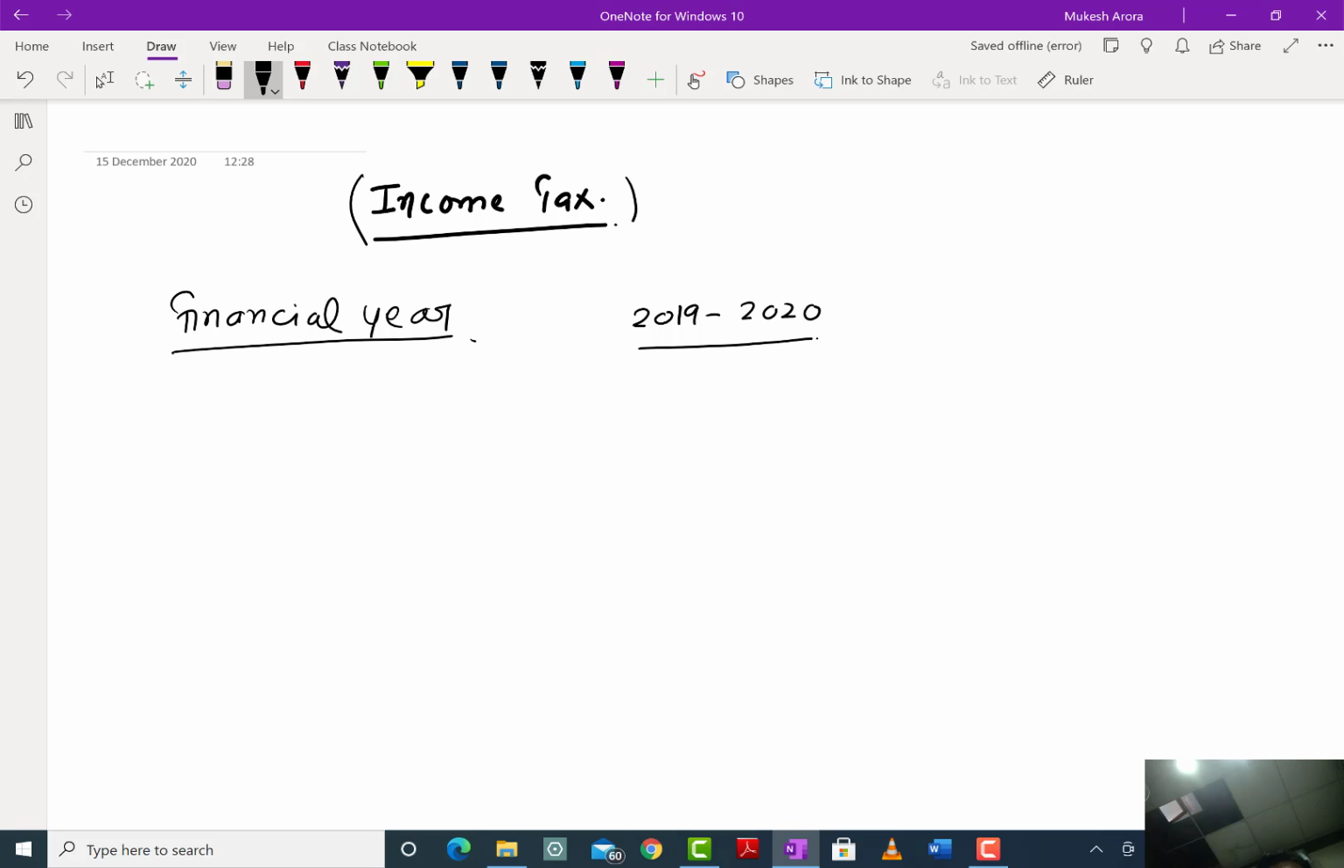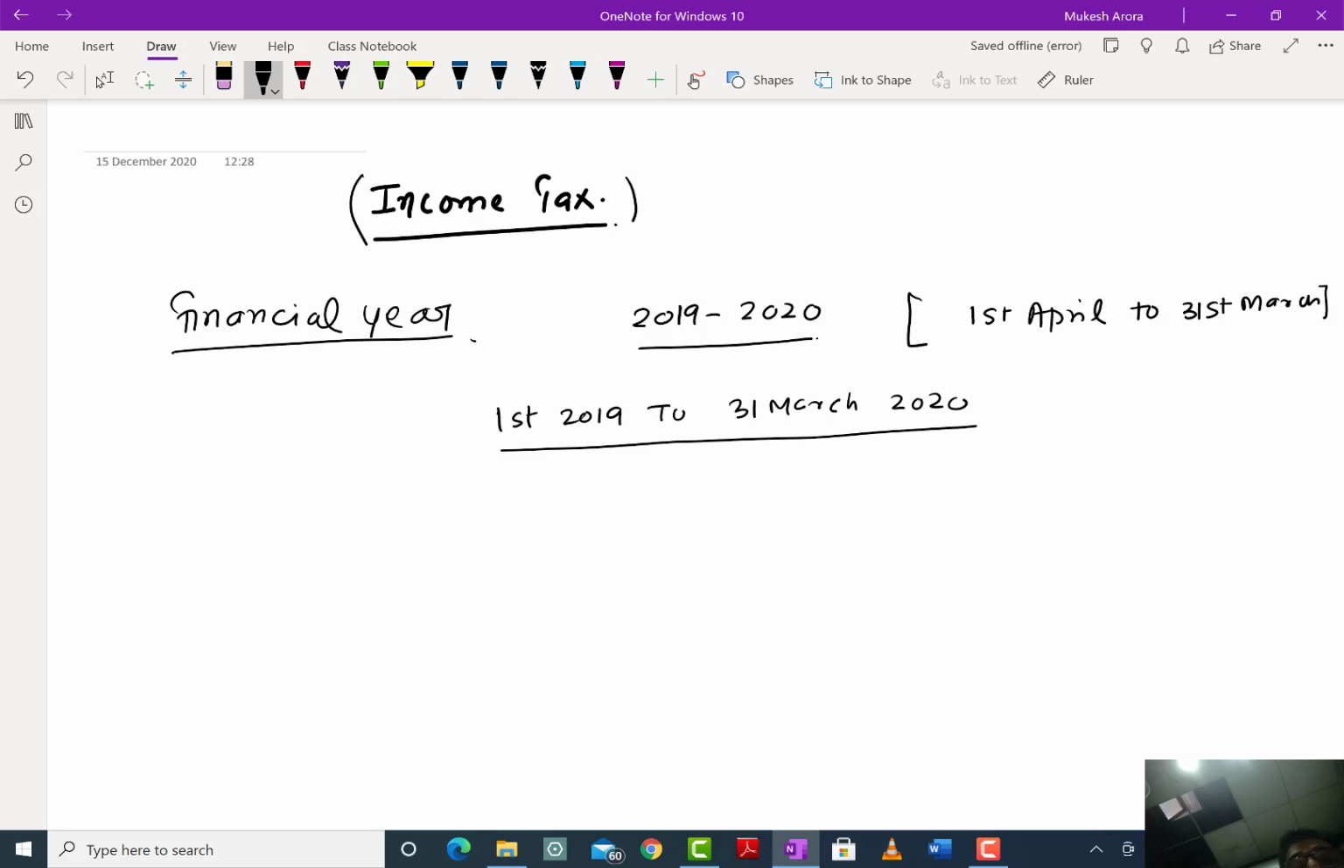Every year when we receive the income in whatever shape it is, then when that financial year finishes, our financial year starts from 1st of April to 31st of March. Like in this case, 1st April 2019 to 31st March 2020 is the financial year for calculating the income tax. So whatever income we receive during this period, that we have to take into account and will calculate the tax. Then it is the assessment year.